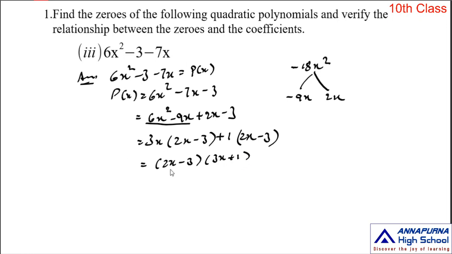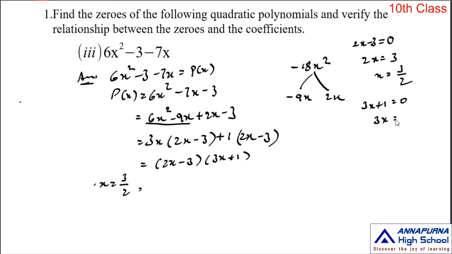Okay, so at which x value is the first factor 0? In case you cannot find it directly, just equate that linear factor to 0 and find it. So 2x minus 3 is equal to 0, 2x is equal to 3, x is equal to 3 by 2. That means this is one zero value of this quadratic polynomial. The second factor is 3x plus 1 equal to 0, so 3x is equal to minus 1, x is equal to minus 1 by 3. This is the second zero value of this quadratic polynomial.